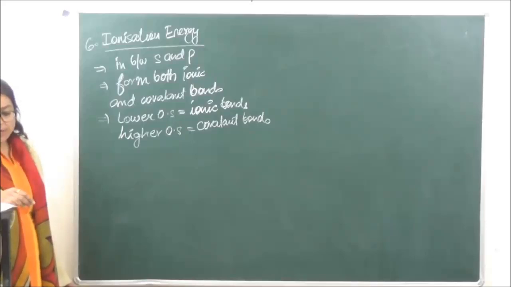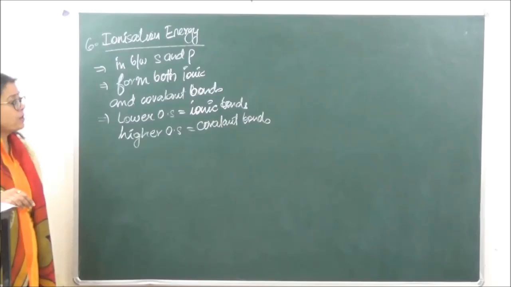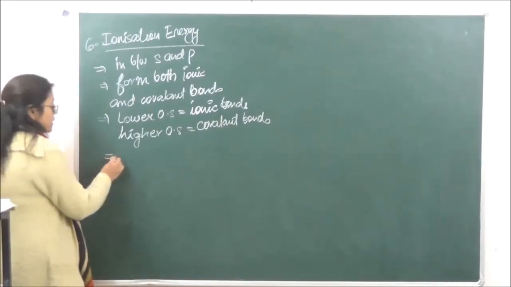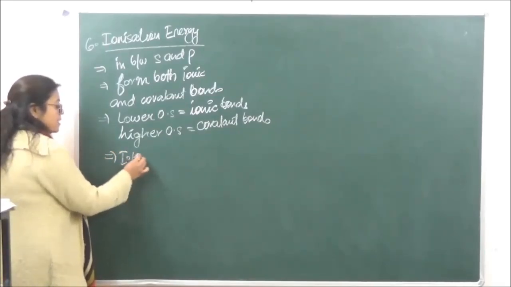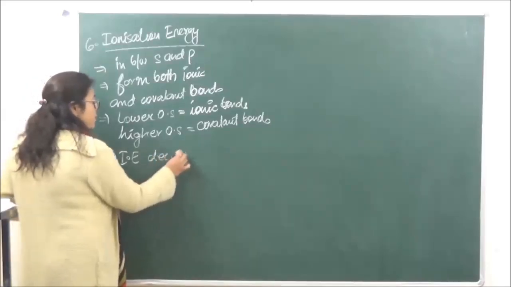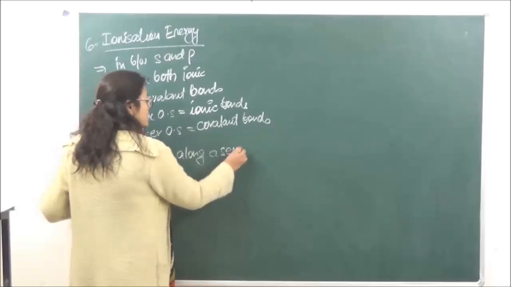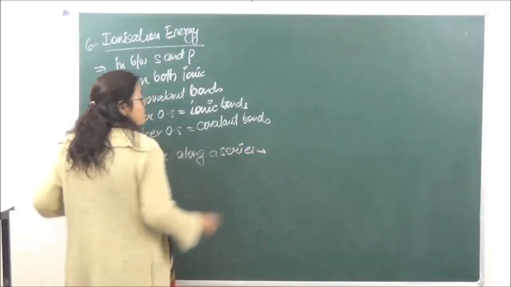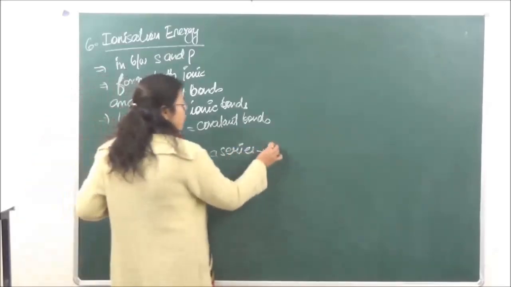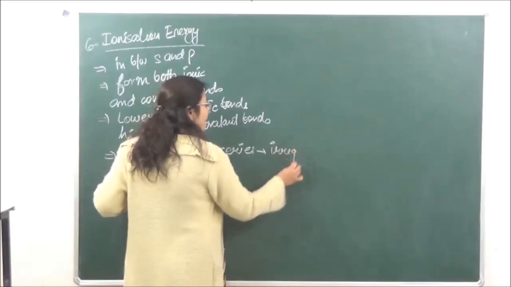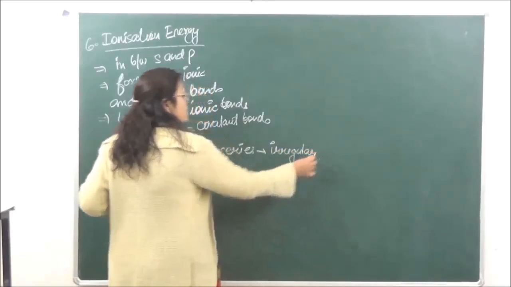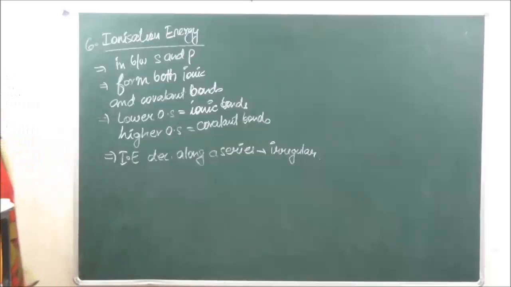Okay? Now over here, ionization energies, as I told you, are going to decrease as we keep going along a period. Ionization energy decreases along a series, although the change is going to be quite irregular because of irregularities in their sizes.